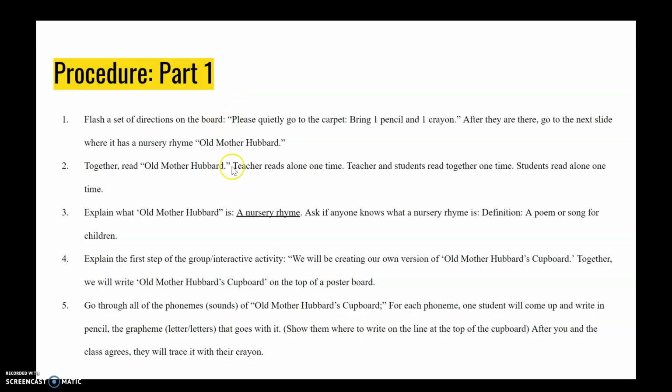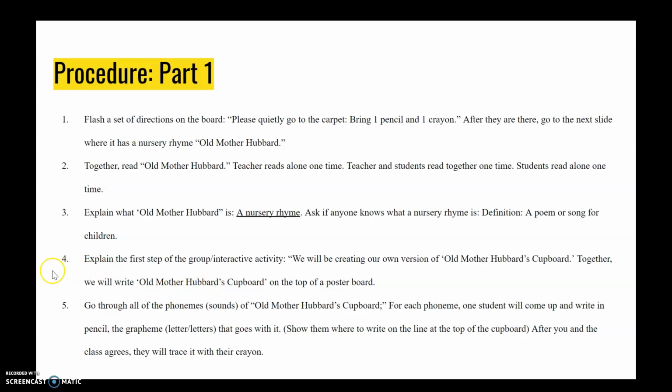So this is my procedure. So step 1 is to flash the directions on the board, and they're listed for you. And then after that, I will go to the next slide of Old Mother Hubbard. We will read it together. I will read it once, we will read it together once, and then I'll have them try and do it by themselves once. And then if needed, I will, of course, step in. Explain what Old Mother Hubbard is. It's a nursery rhyme. What is a nursery rhyme? Does anybody know? And there's the definition.